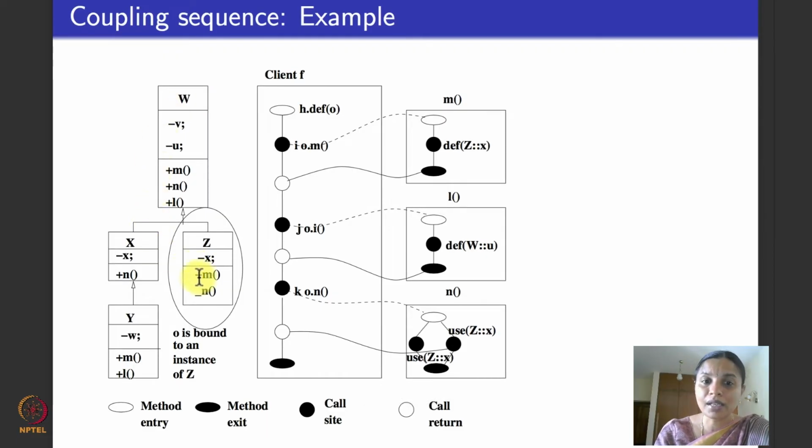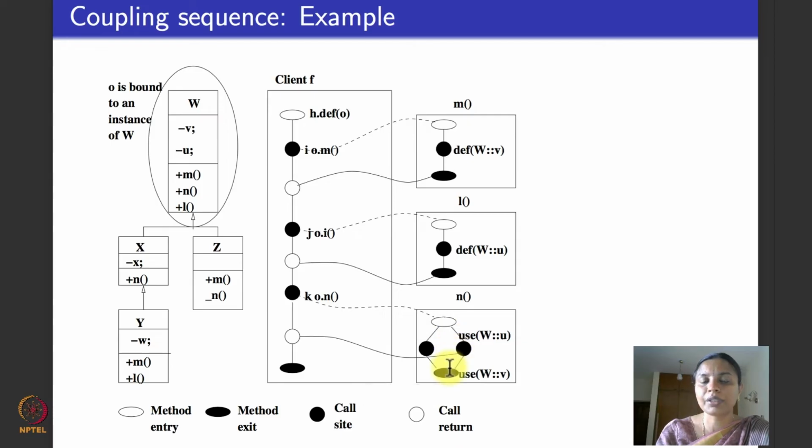Let's say an object O, for the same class hierarchy, is instead bound to an instance of the class Z. Then what happens? Right up front, when this client calls this method M, instead of taking W's definition, let's say Z's definition of X is taken. We have introduced the variable X that matters to us in Z. And then let's say at the next call, W's definition of U is taken because L does not belong to Z. And then X's use in Z is considered, and X's use in Z is again considered here. So the problem is that because Z doesn't have an instance of L, W's L is considered, and it could cause the coupling sequence to be different. There is branching here which didn't happen here during the use.